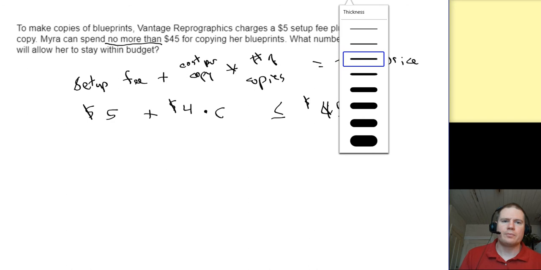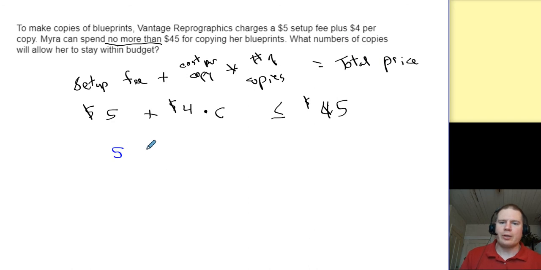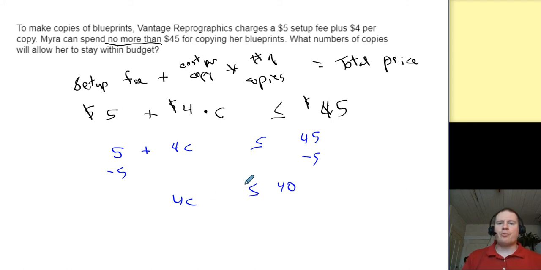So we have an inequality. I've got my fixed 5 plus 4c less than or equal to 45. Subtract my 5, 4c less than or equal to 40, right? Even before she starts making a single copy, she has to pay that $5 setup fee no matter what. So she only has $40 left for copies. So divide that by 4. 10. If she gets 10 copies, 10 times $4 is $40. Plus the $5 setup fee, she's used up all her money.